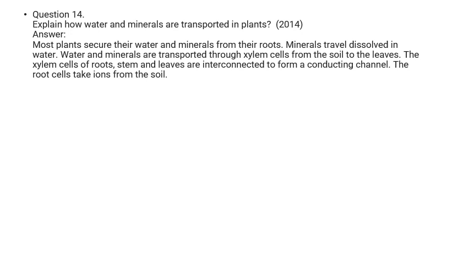So most plants acquire their water and minerals from their roots. Minerals travel dissolved in water. Water and minerals are transported through xylem cells from the soil to the leaves. Xylem cells of the root, stem and leaves are interconnected to form a conductive channel.